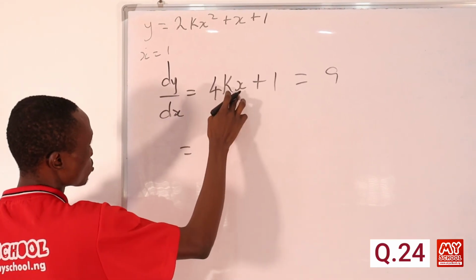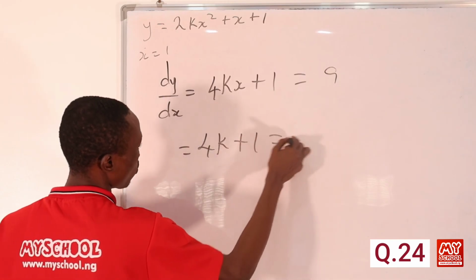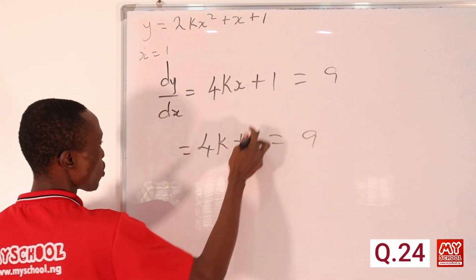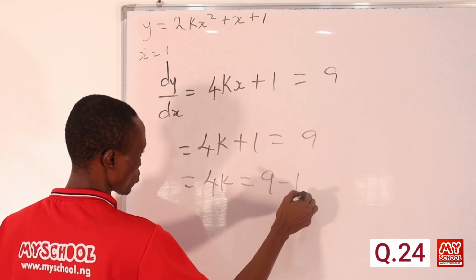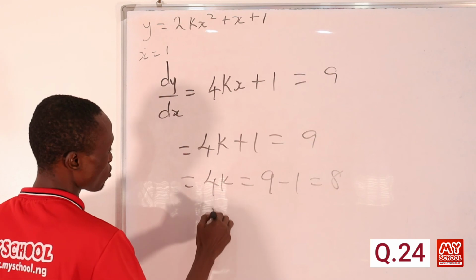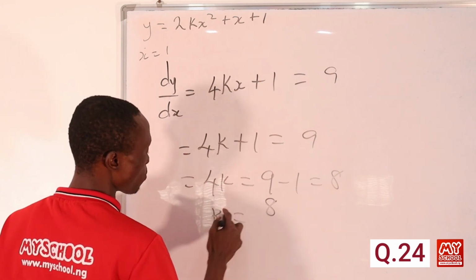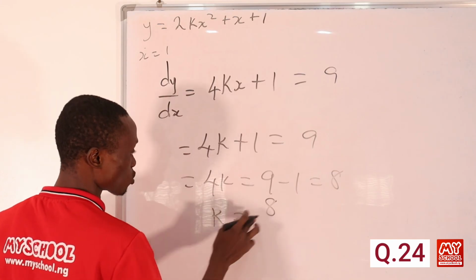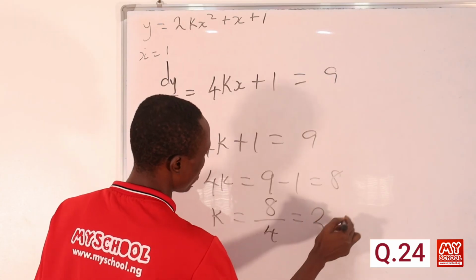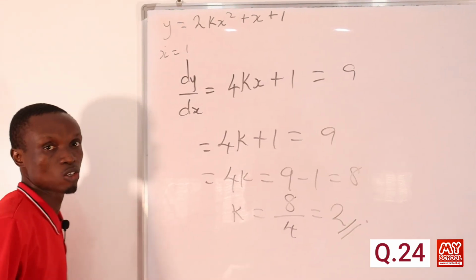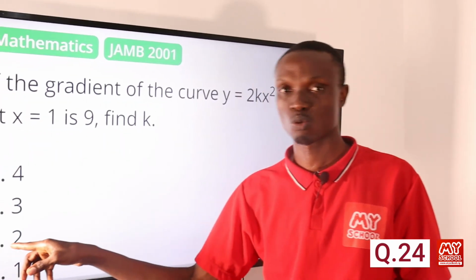If we put 1 in place of x, we'll have 4k plus 1 equals 9. So we move 1 to the other side, so that 4k equals 9 minus 1, which is 8. Since we are looking for k, we divide both sides by the coefficient of k, which is 4. So k equals 8 divided by 4, which equals 2. So the value of k is 2. Let's return to the screen to pick the correct answer, and that is option C, 2.